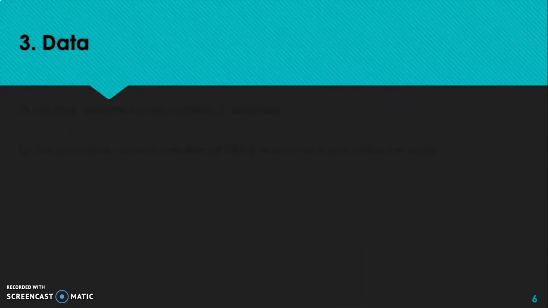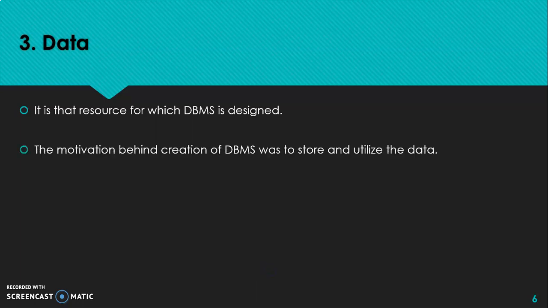Then we have the data. Now this is the most important part because this is the main reason why we are designing the database. If there is no data, then there is no requirement of a database. So this is the main motivation for your database management system: what data is to be stored, how data is to be stored, how to utilize this data, what are the different functions that you can perform on this data, and the type of data. So these become the main motivation for creating your database management system.